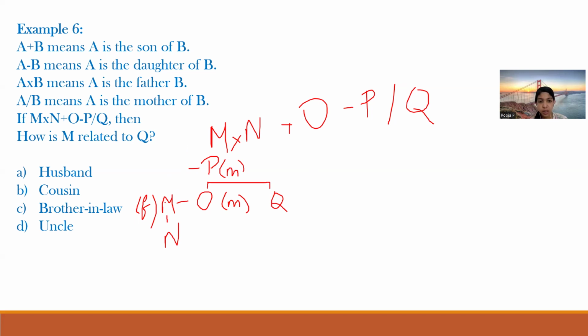So M is the father. M has O, that is wife, wife's sibling. O minus P, that is O is the daughter of P. P by Q, P is the mother of Q. So Q can be brother or sister.